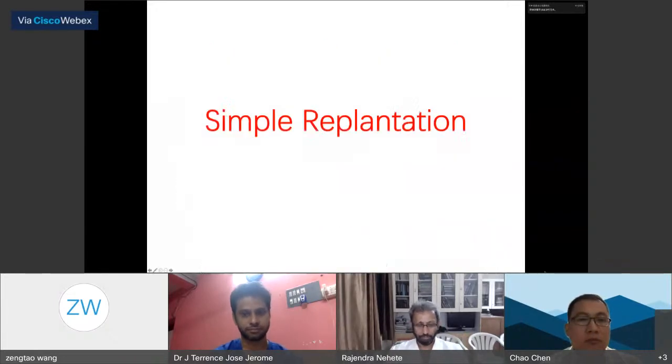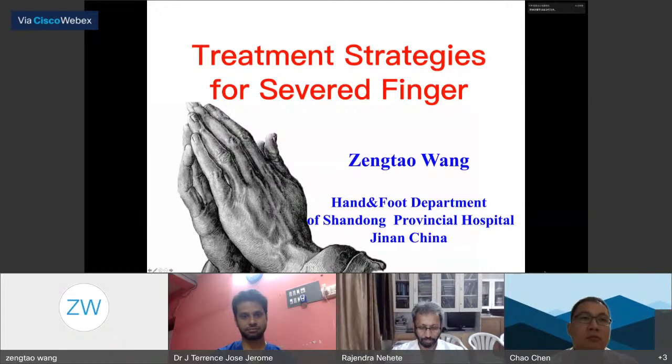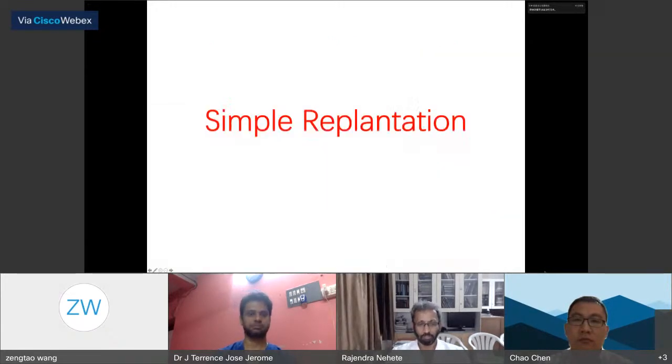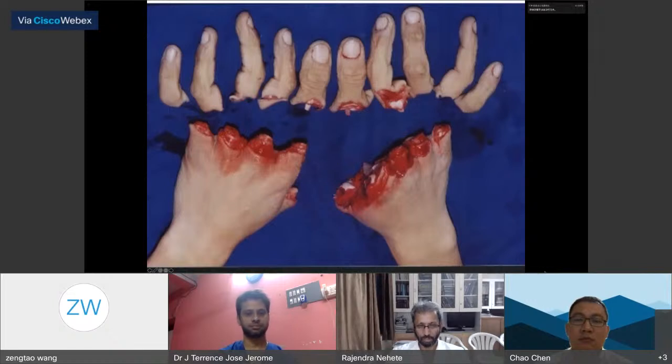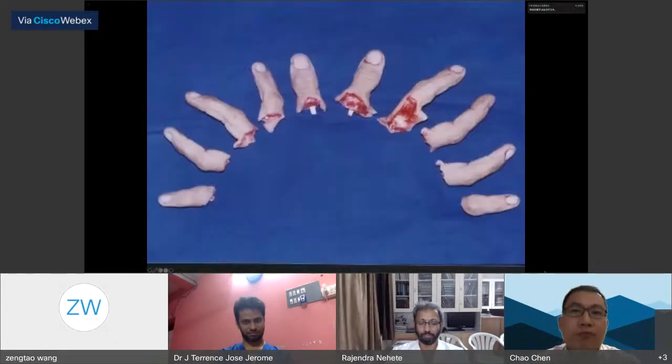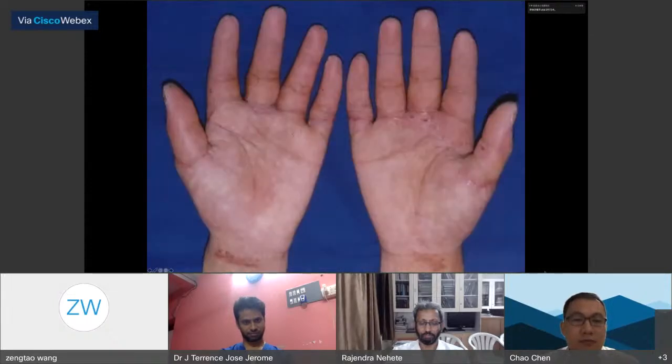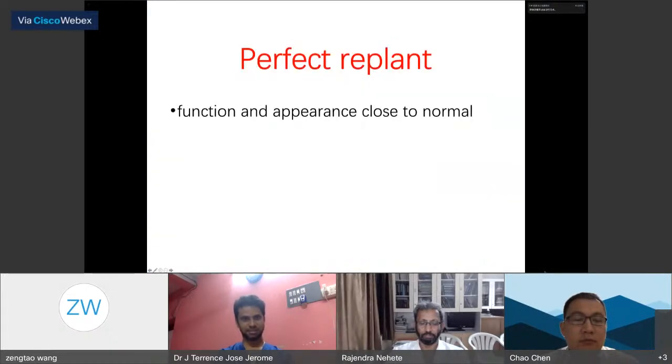Good evening. Amputated finger replantation is more simple for reconstruction. It's a ten-finger replantation, and some side replantation. But perfect replantation is now difficult. Function and appearance close to normal is difficult.